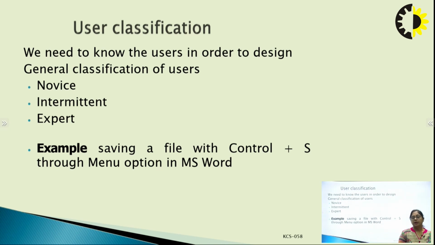For example, to save a file, you can use the shortcut key Control plus S or go through the menu option in MS Word. This Control plus S shortcut is for everybody: the novice, the intermittent, and the expert. For the novice, you have to tell them that Control S is used for save; the intermittent knows it, and the expert is also familiar with this shortcut. So you have to remember the expectations of the three users to design the interface or to design the commands.